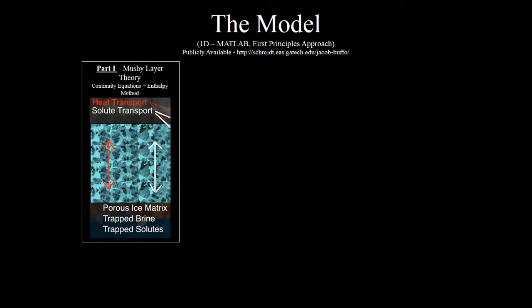So how we did that is we did a one-dimensional model. There's a few different pieces to it. The first part is using this mushy layer theory. We basically are conserving heat and mass and fluid processes that are creating this layer using mushy layer theory. It's basically just a continuum mechanics model.